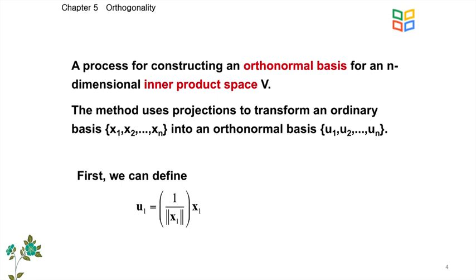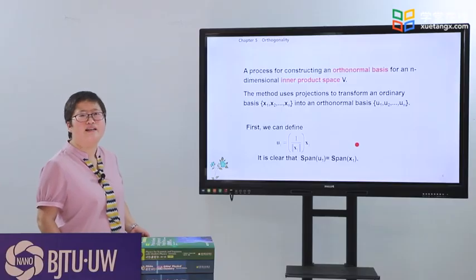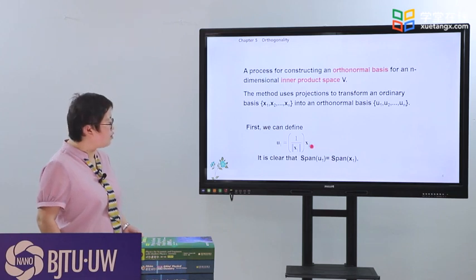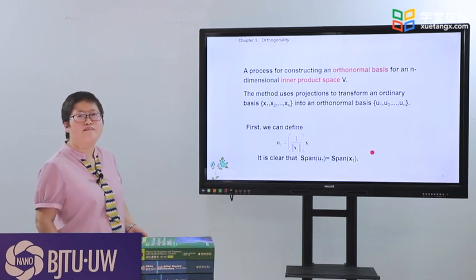This method uses projections to transform an ordinary basis x1, x2 till xn into an orthonormal basis u1, u2 till un. First, we can define u1 as x1 divided by its length. It is clear that the span of u1 equals the span of x1 because u1 is just the direction of x1, the unit vector along the direction of x1. So of course, span of u1 equals span of x1.